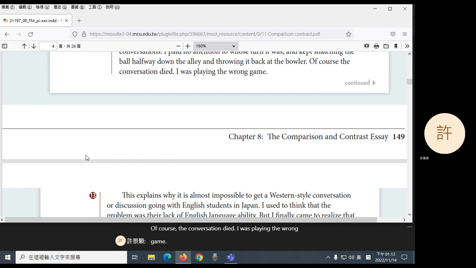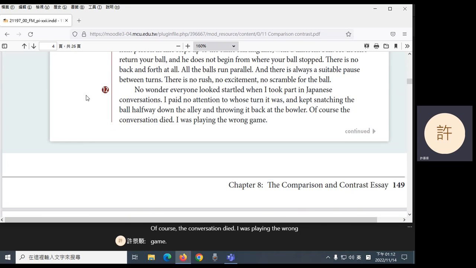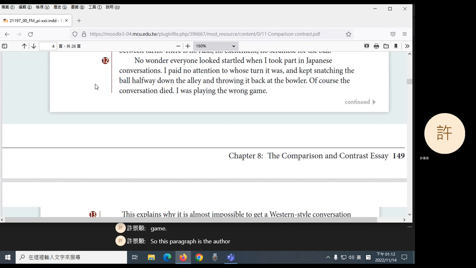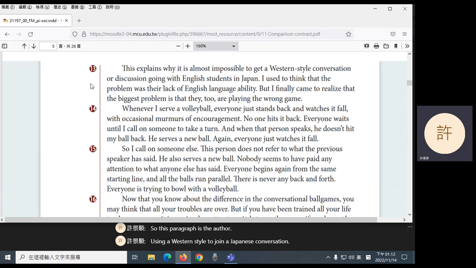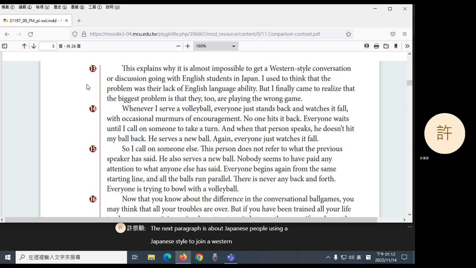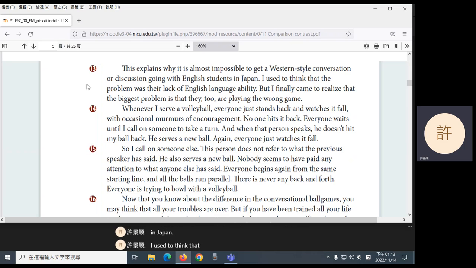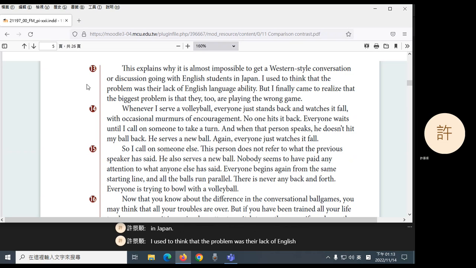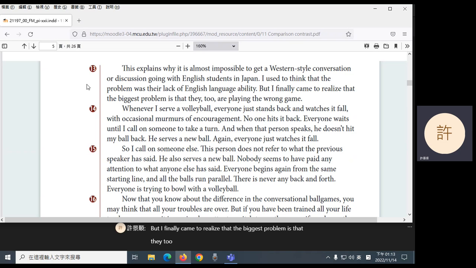So this paragraph is the author using a Western style to join a Japanese conversation. The next paragraph is about Japanese people using a Japanese style to join a Western conversation. This explains why it is almost impossible to get a Western style conversation or discussion going with English students in Japan. I used to think that the problem was their lack of English language ability. But I finally came to realize that the biggest problem is that they, too, are playing the wrong game.